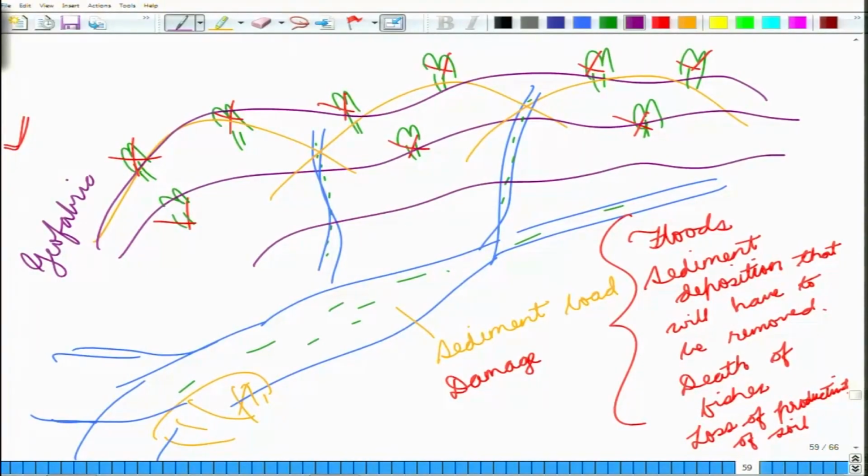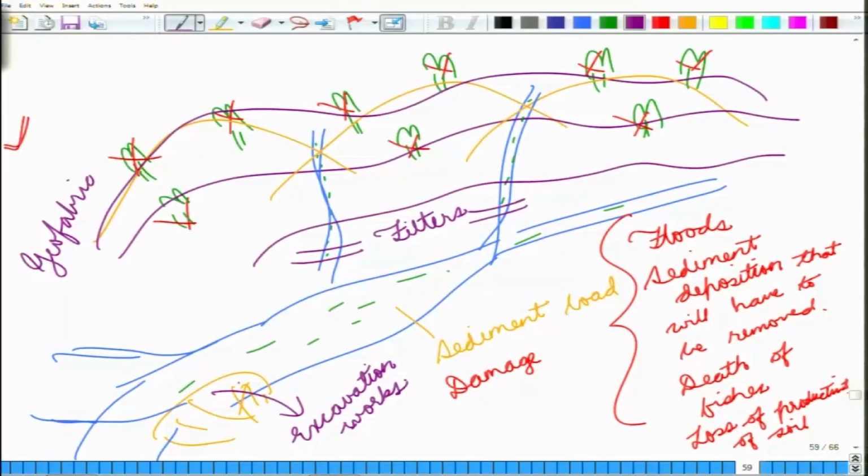So, I put some geofabric here and maybe I will construct some filters here to ensure that this sediment does not get into the rivers, and in those areas where I am supposed to get a deposition of sediments, I will maybe go for some amount of excavation works to avoid this damage.